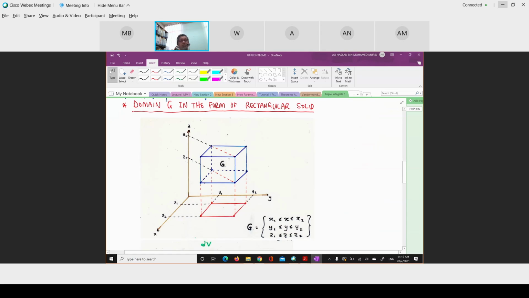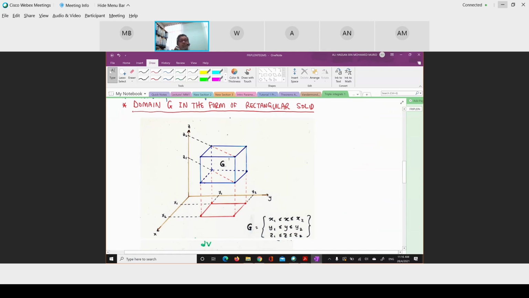You can think of this red region on the xy plane like a shadow. Previously we denoted it as R, right? You can think of it as the shadow of the object G on the xy plane. If we shine a light from above the object G, then there will be a shadow underneath on the xy plane. So R consists of all points xy bounded between x1 and x2, y1 and y2.